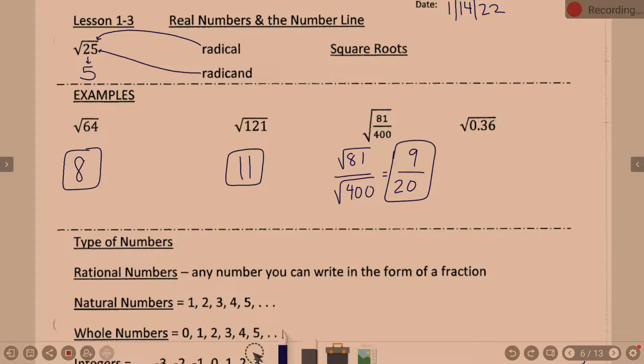Square root of the decimal 0.36 is 0.6. You can think of it as 36 over 100 and do it that way. You can also just think, oh, hey, square root of 36 is 6. There are 2 decimal places here, so when I multiply it back together, I just need 1. Okay, so that was the top part of the notes that we spent some time on.